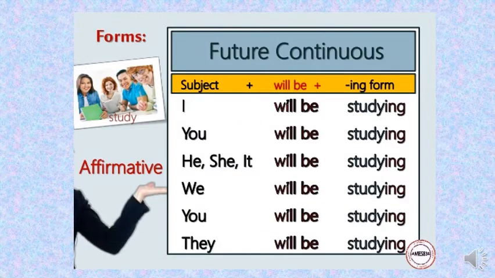Let's see the structure of future continuous tense affirmative sentences. In this type, we use subject plus will be plus ing form. For example, I will be studying, you will be studying, he, she, it will be studying, we will be studying, you will be studying, they will be studying.